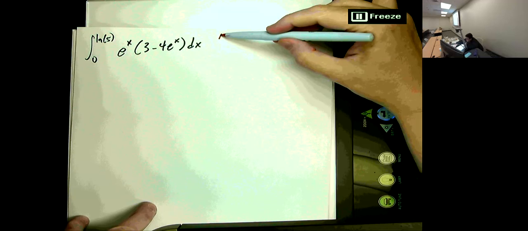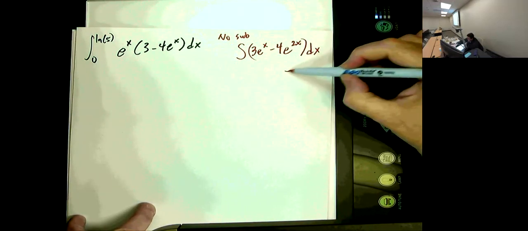What would make a good u-sub here? Or do we need a u-sub? It's always worth penciling out your options. If we don't use a sub, I need to distribute. And I've got 3e to the x minus 4e to the 2x dx.